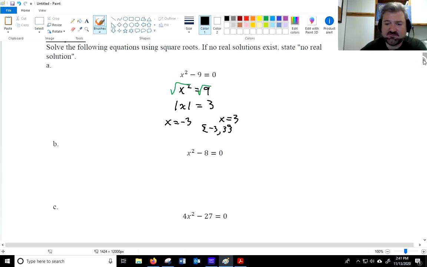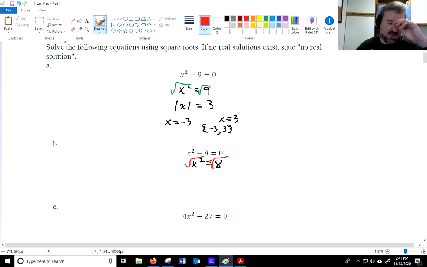Let's take a look at the next problem. x squared minus 8 is equal to 0. So again, I'm going to isolate the x squared. Note that we couldn't solve this by factoring because this is not a difference of two squares. The 8 is not a perfect square. Now, we already discussed that the square root of x squared is the absolute value of x, which means we have to set it equal to the positive and the negative. And so we're going to kind of squeeze these two steps together, and we're going to take the plus or minus square root of each side.